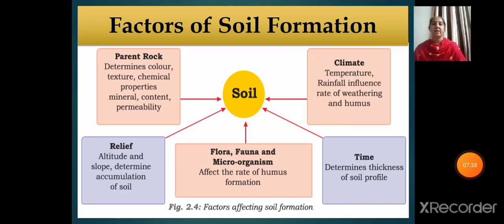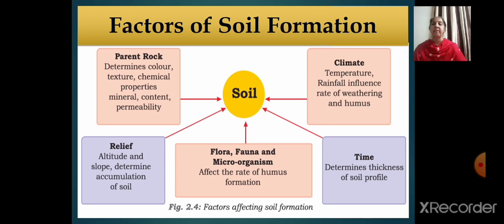Now let's understand the factors affecting soil formation. Let's start with the parent rock first. Parent rock determines the color, texture, chemical properties, mineral content, and permeability. Then the next is the relief, also called topography, that is, altitude and slope, which determine the accumulation of soil there.